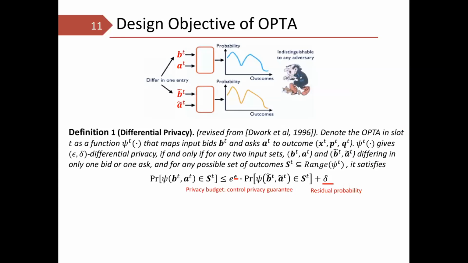The first is differential privacy. For any two inputs differing in only one bid or one ask, OPTA gives epsilon-delta differential privacy if, for any possible outcome, this probability constraint is satisfied. The smaller the epsilon-delta, the closer the probabilities, making it harder for the adversary to distinguish between two inputs.